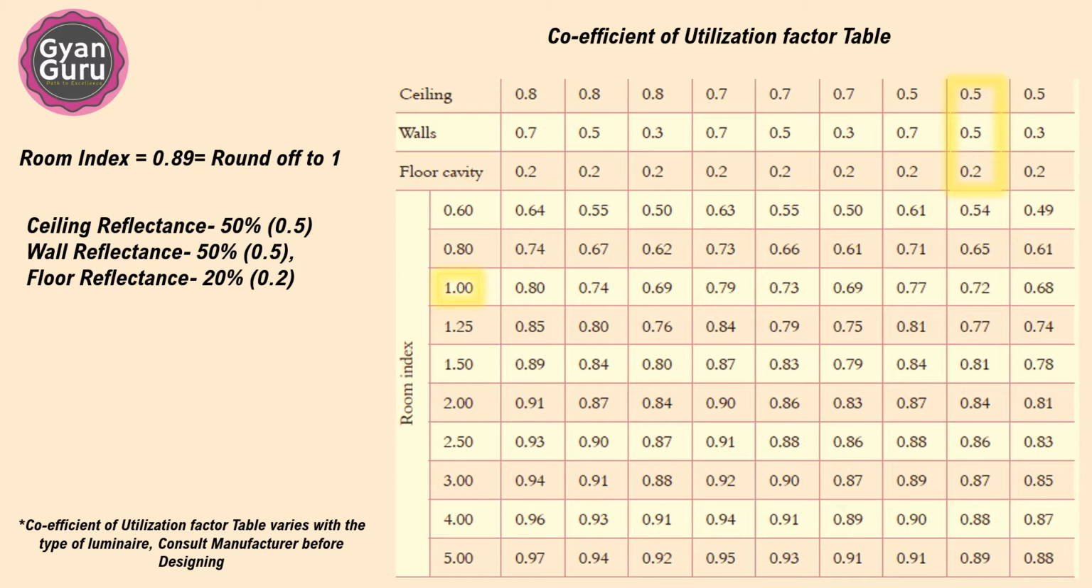Ceiling reflectance 50% means 0.5. Wall reflectance 50% means 0.5. Floor reflectance 20% means 0.2. Now let's see the corresponding value in the table against the room index and reflectance factors. You can easily figure out the utilization factor value, which is 0.72. Hence we can say 72% of the lumen output of the light is being utilized in our design.